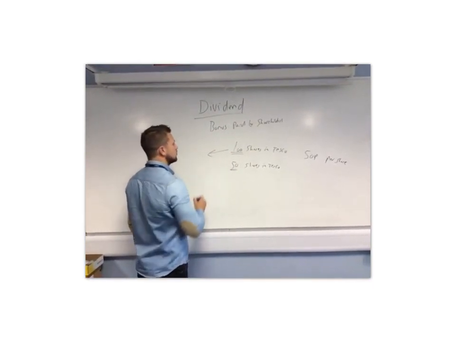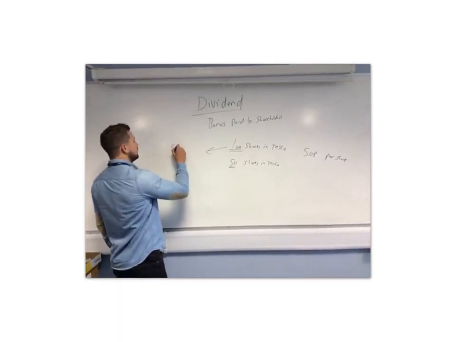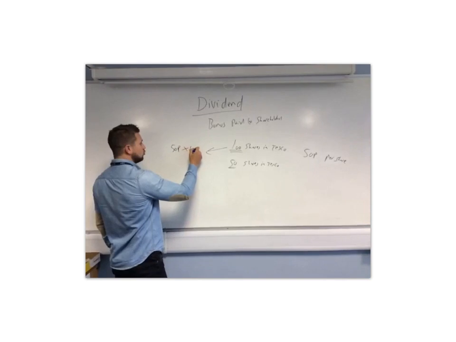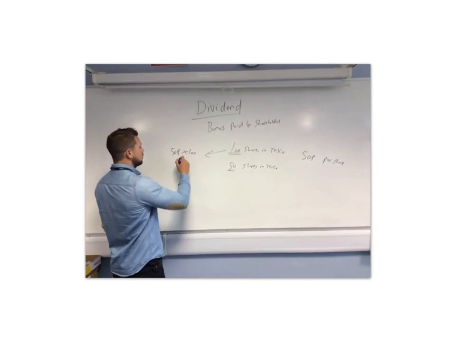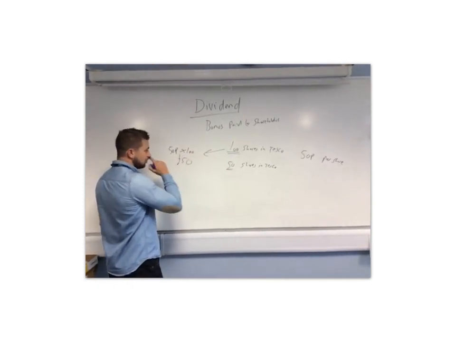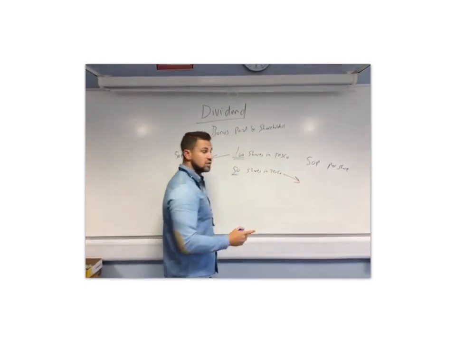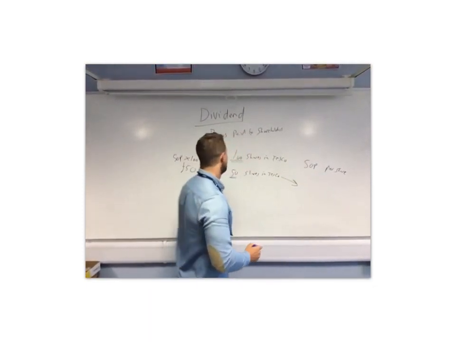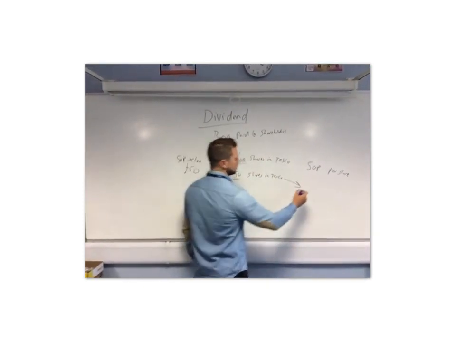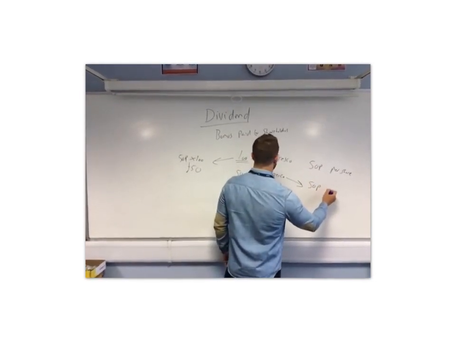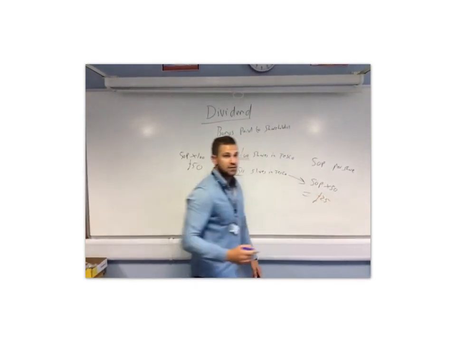So I would receive 50p for every share that I had. So it would be 50p times 100 because I have 100 shares. So therefore my bonus from Tesco would be £50. Bob, on the other hand, would still receive 50p per share, but his dividend would be less because he has 50 less shares. So his dividend would be 50p times 50, so he would receive £25.